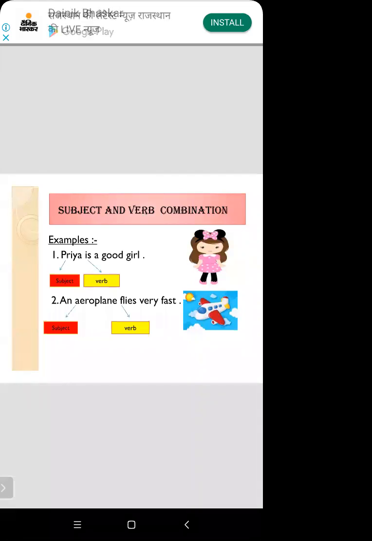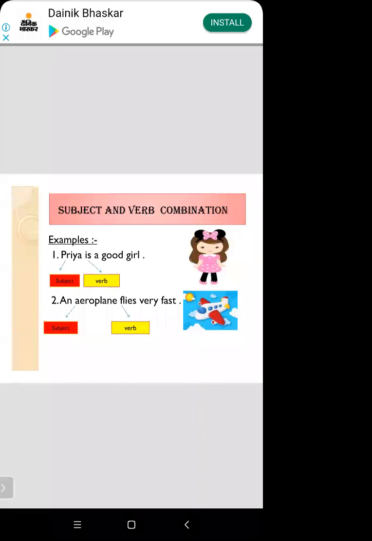कोई भी पर्सन या किसी भी थिंग को जिसके बारे में हम बात कर रहे हैं उसी को हम क्या बोलेंगे? एज अ सब्जेक्ट. Clear? A subject is a part of a sentence that contains the person or thing performing the action in a sentence.